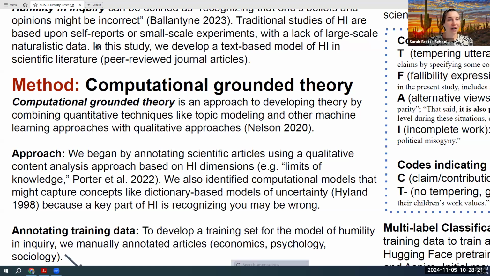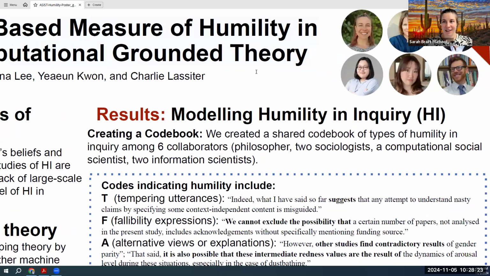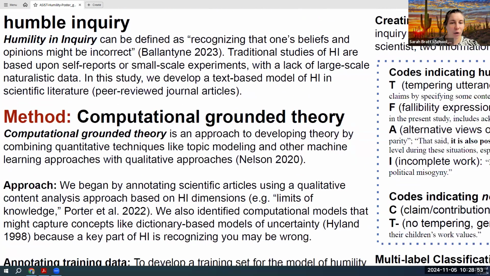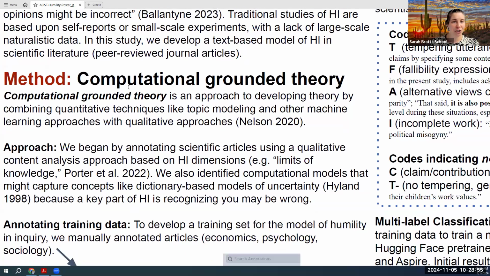Well, we are a team of 7, but 6 are featured here, of a philosopher from Gonzaga University. We have computational social scientists and information scientists, Yeaeun Kwon and Charlie Gomez, and sociologists, and also to some extent computational social scientists, we would say, in Erin Leahey and Jina Lee, and myself, who is an information scientist. So here we take this computational grounded theory approach.